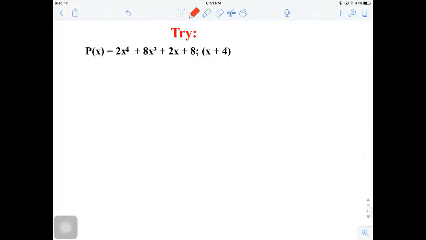And go ahead and try this problem on your own. So pause the video, do it on your own first before you check your answer. Let's take a look at the answer here.